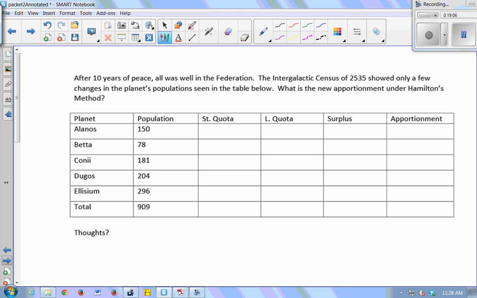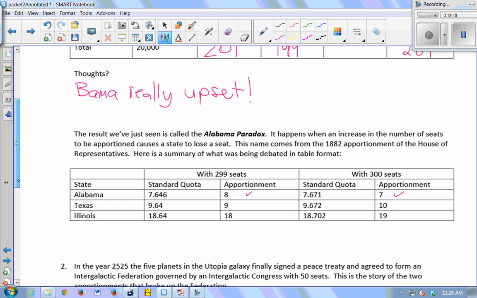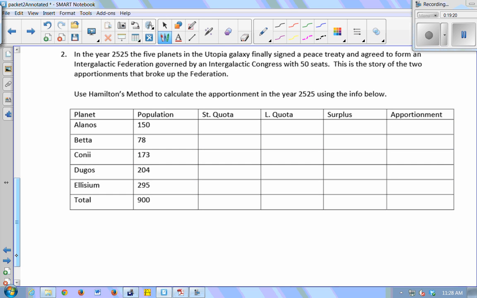10 years later, we do another apportionment because the populations have changed a little bit. We reapportion based on the census every 10 years and calculate the new apportionment and see if you see any weirdness, anything that would cause the federation to break up. All right, let's go through together.